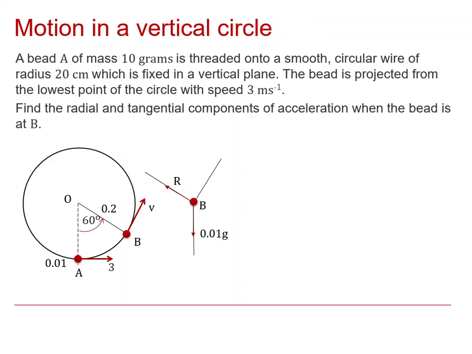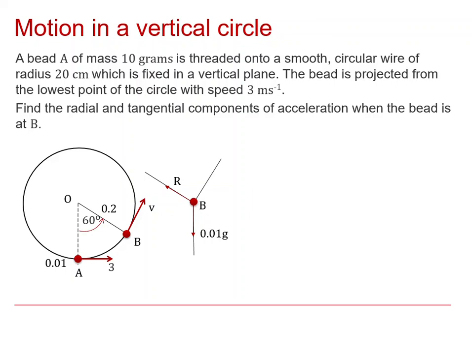Now, thinking of energy, the point of application of R is always moving at right angles to its direction along the tangent. That's how we've got V like that. So R will do no work. The only other force is 0.01 g. That certainly does work, but we can measure that by energy. So this is a conservation of energy situation, as we've seen before.